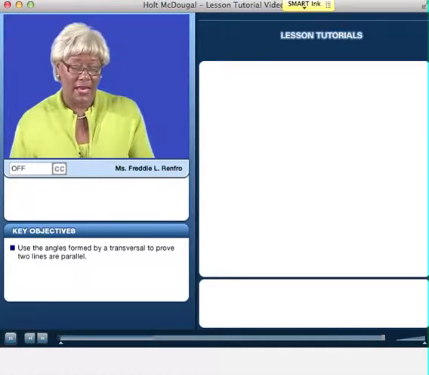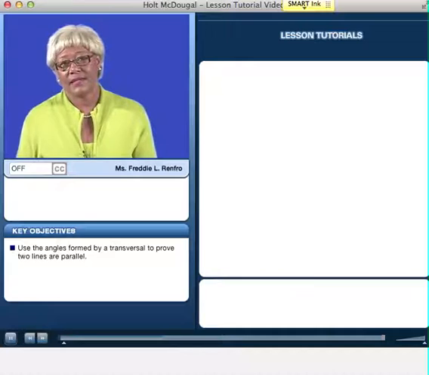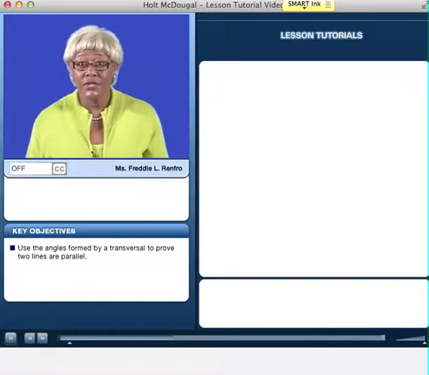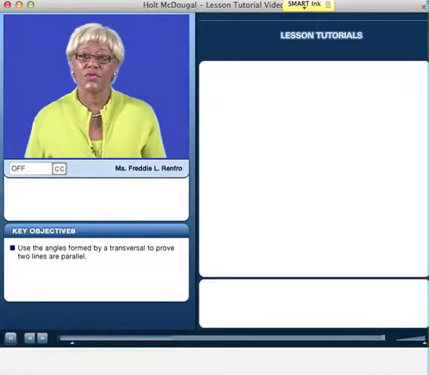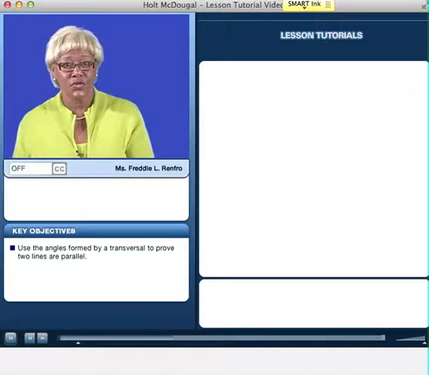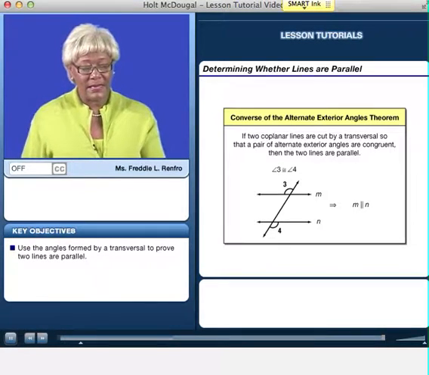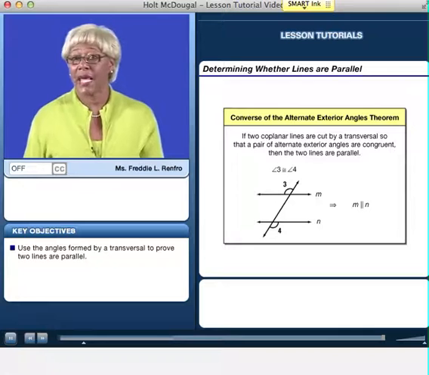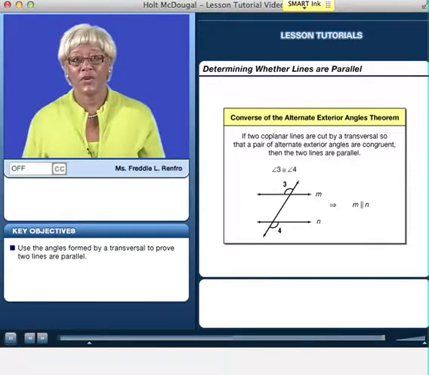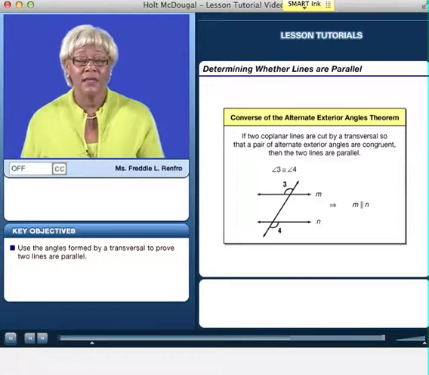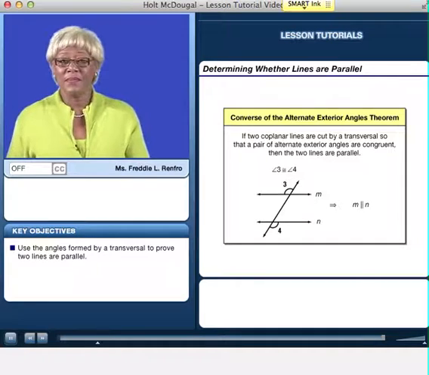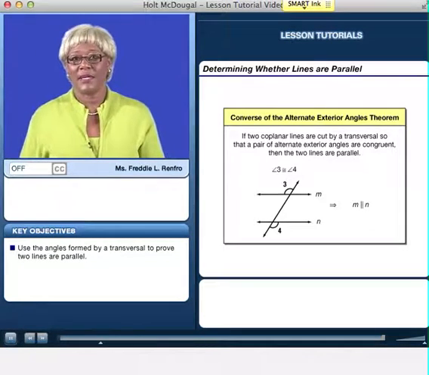You've already learned that if two parallel lines are cut by a transversal, then pairs of alternate exterior angles are congruent. The converse of that theorem is also true, which simply says that if alternate exterior angles formed when two lines are cut by a transversal are congruent, then those lines are parallel. Well, using that theorem, let's see if we can prove some lines parallel.